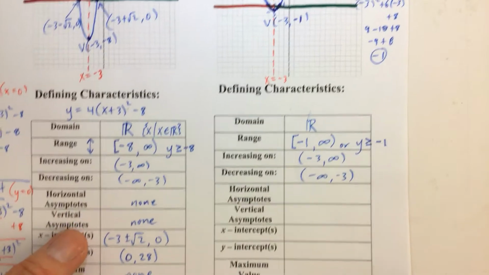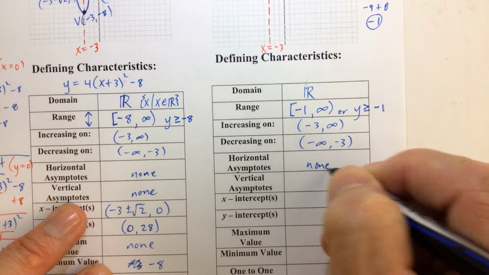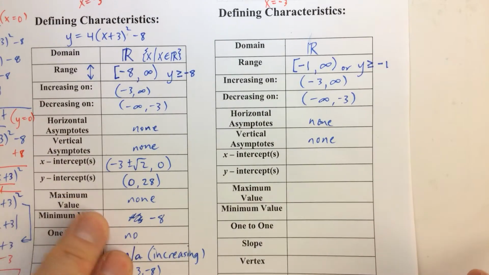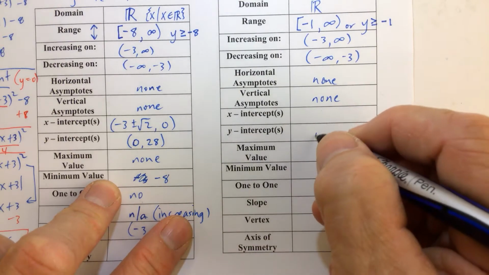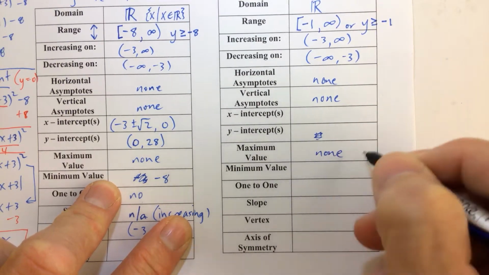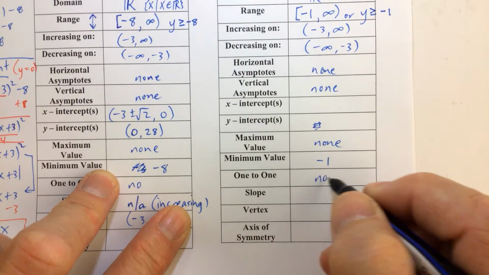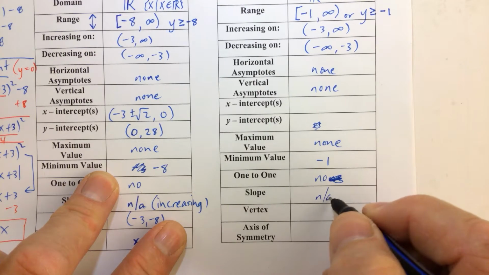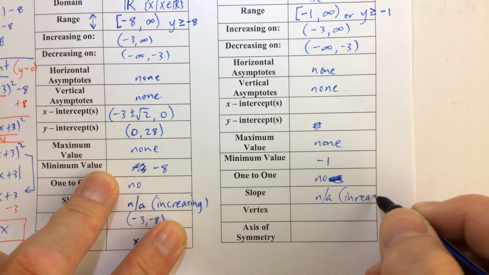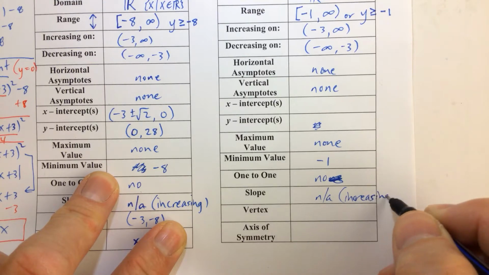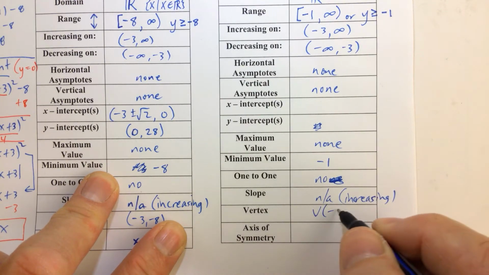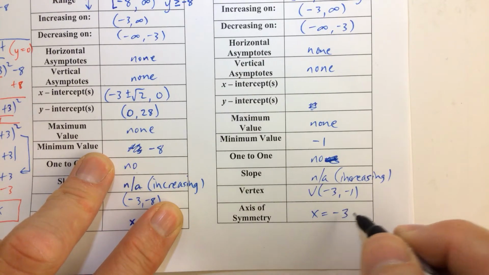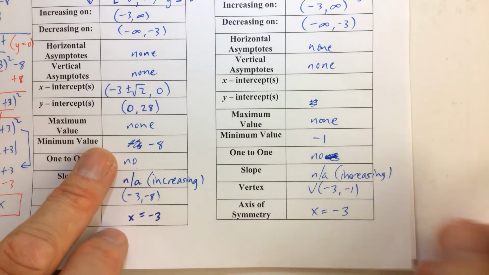Horizontal asymptotes and vertical asymptotes, just like the last one, there are none. There are no horizontal or vertical asymptotes when we're dealing with polynomial functions. I'll save the intercepts for the next video. There's no maximum value, but we do have a minimum value of negative 1. Not 1-to-1. Slope, not applicable, or we can say, again, it's increasing. And the vertex we already identified to be negative 3, negative 1. And the axis of symmetry also, again, is always an equation: x equals negative 3.